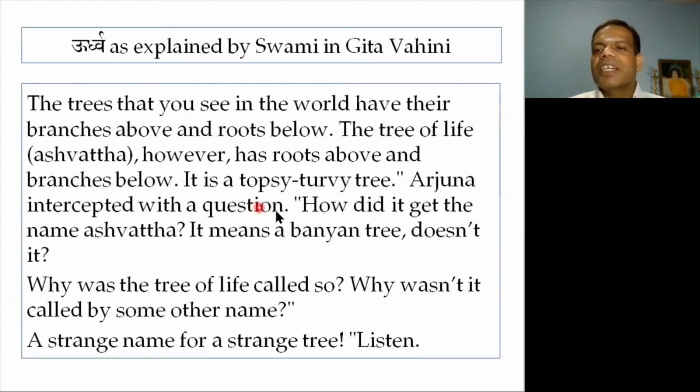It's a topsy-turvy tree. Arjuna interjected with the question, how did it get the name Ashwatha? It means a banyan tree, doesn't it? Why was the tree of life called so? Why wasn't it called by some other name? A strange name for a strange tree. Then Swami says, listen.